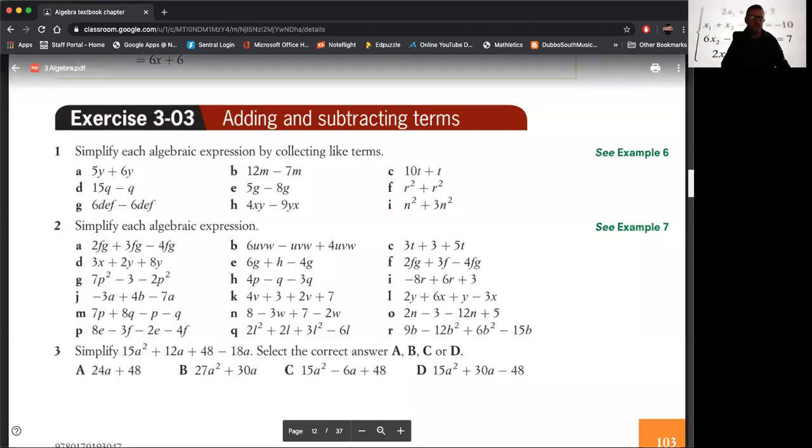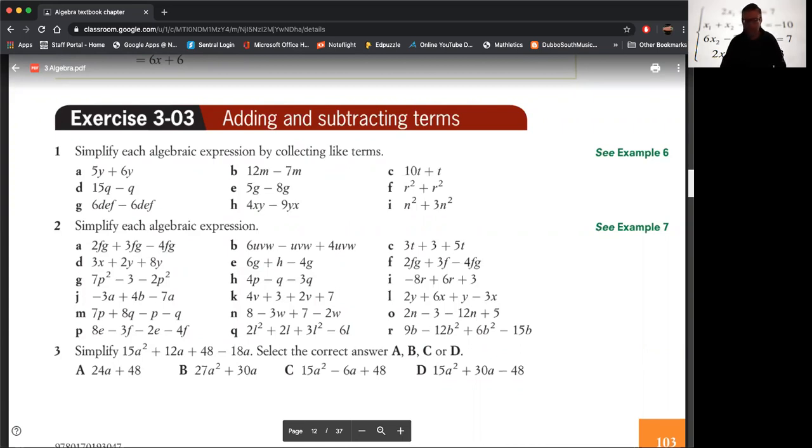Hi folks, it's Friday on week 1 of term 2, and today your little exercise here is another one on algebra, and it's adding and subtracting like terms. Sorry, adding and subtracting terms.